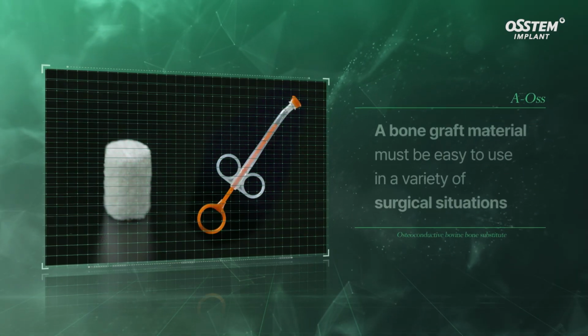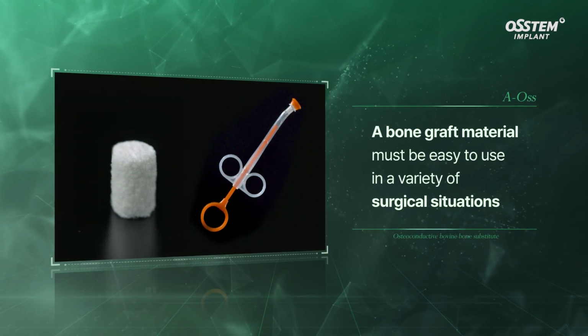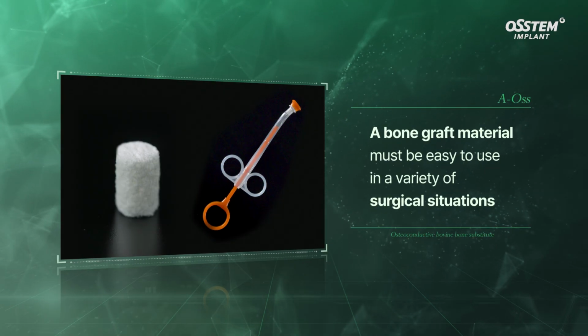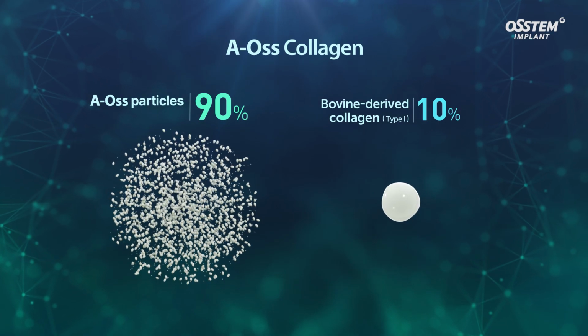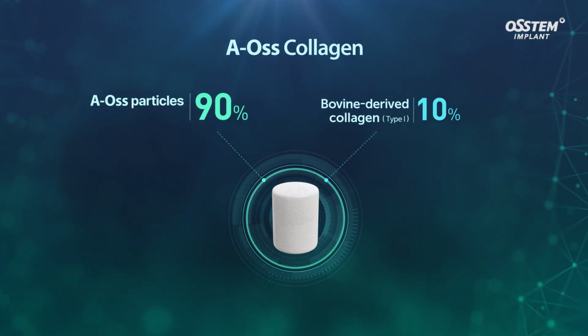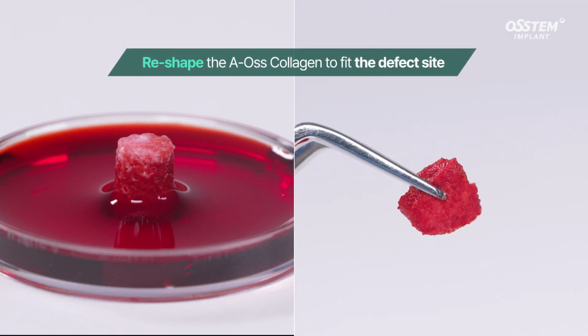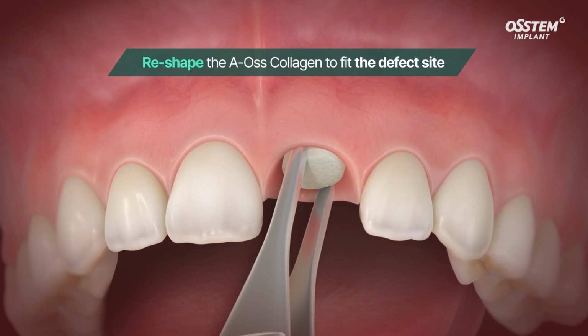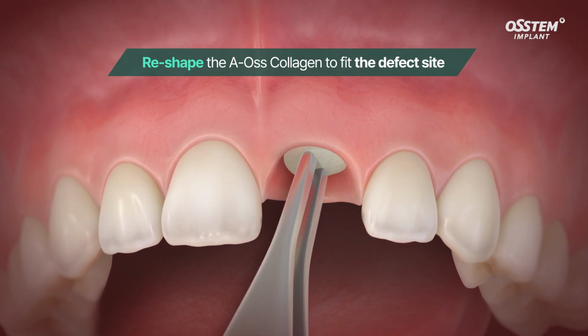A bone graft material must be easy to use in a variety of surgical situations. A-Oss collagen plug contains 10% of bovine type 1 collagen. It is specifically designed for post-extraction socket augmentation to maintain the volume and allows for better aesthetics and implant placement. The surgeon can cut and reshape the plug to better fit the defected site.